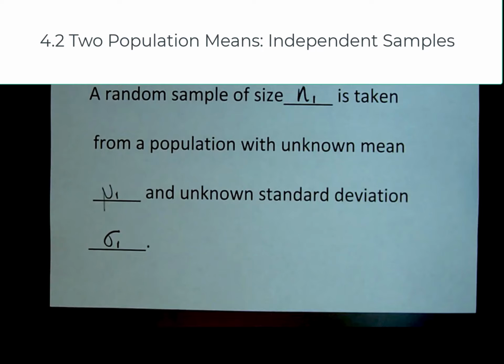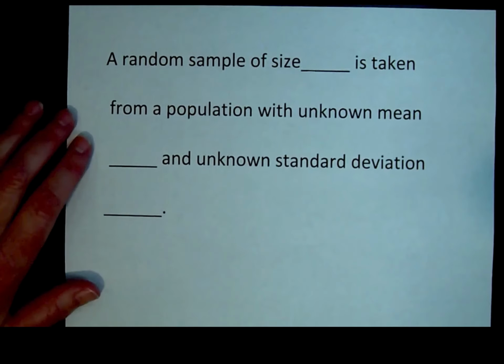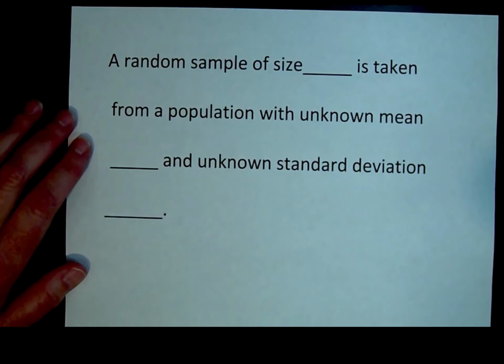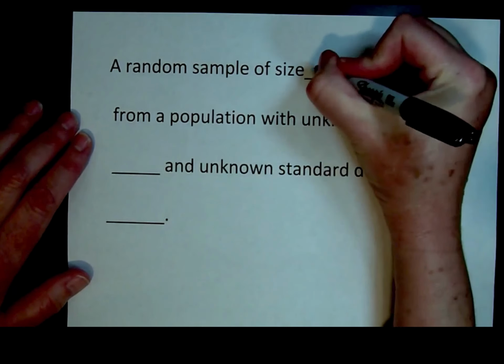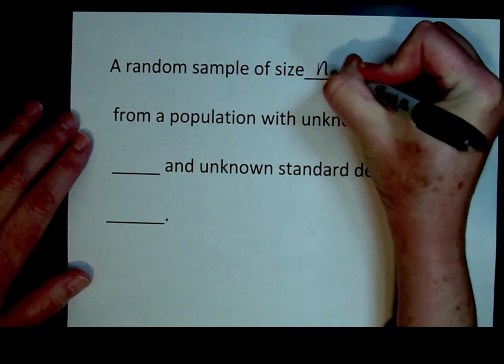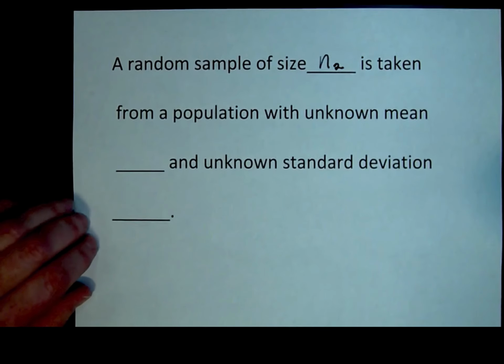Well, we've got another population too. We've got a second population, and we want to compare the means of the two populations. So we're going to take a random sample from that population. Now it doesn't have to be the same size as the other one, so we're going to use a different symbol for that. We're going to call that one n sub 2.